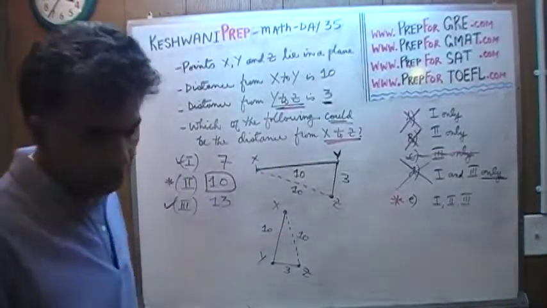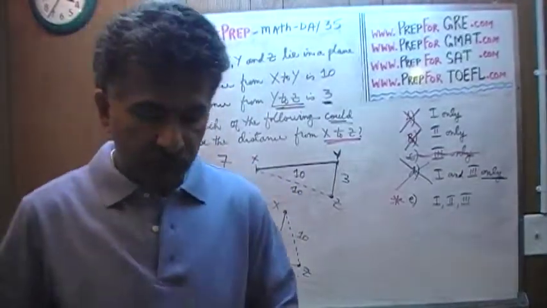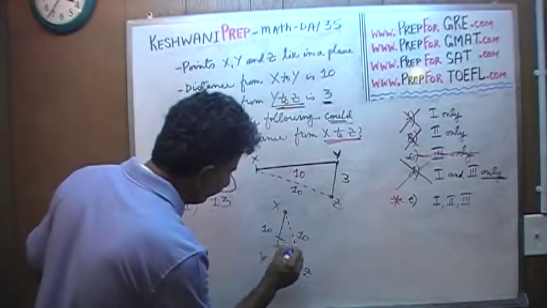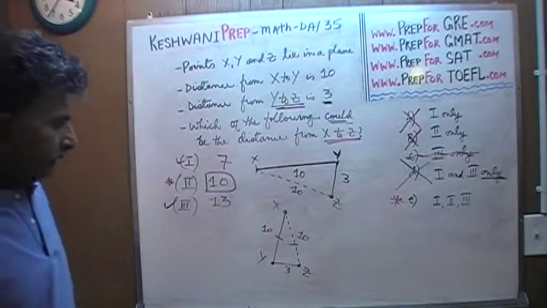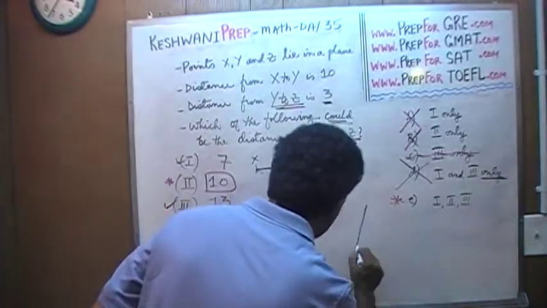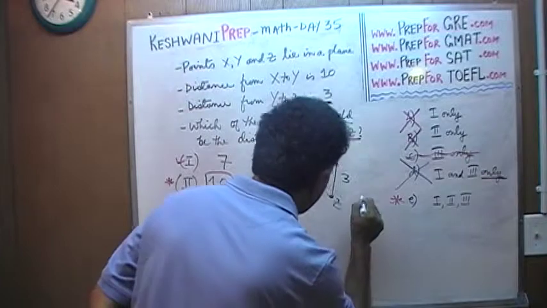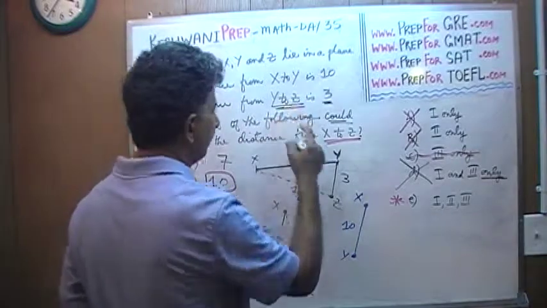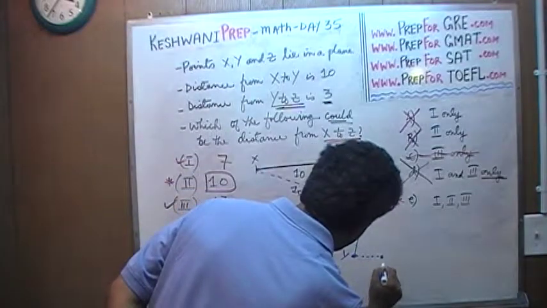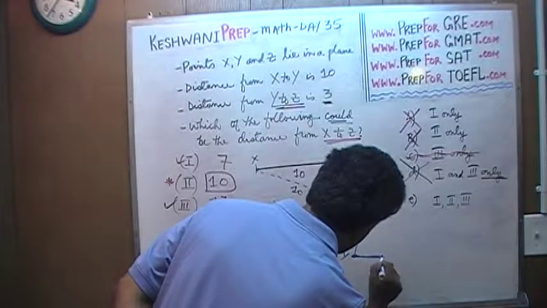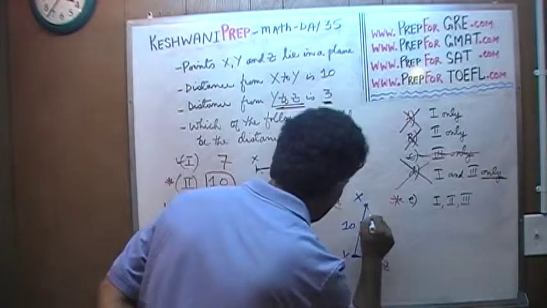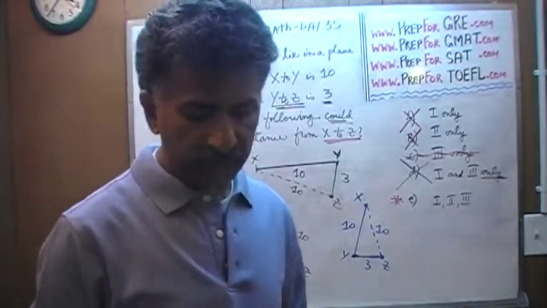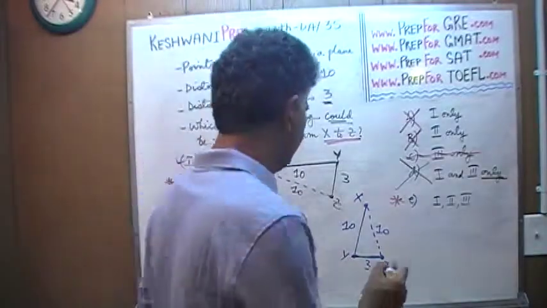And therefore, the x to y could also be 10. It could be, we don't know, it could be. Why not? It will just make an isosceles triangle. This side is equal to that side, and what you're dealing with is an isosceles triangle. One more time, we are told that x to y is 10. We are told that y to z is 3. And therefore, x to y could also be 10. We are dealing with the situation of an isosceles triangle, and therefore the correct answer is E.